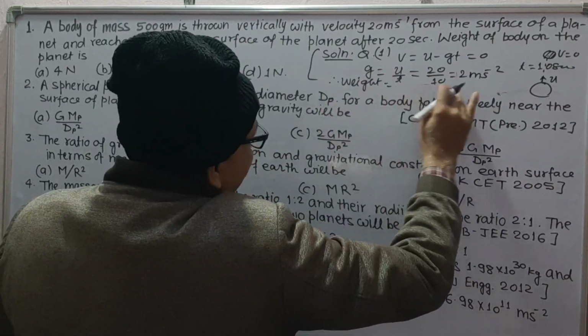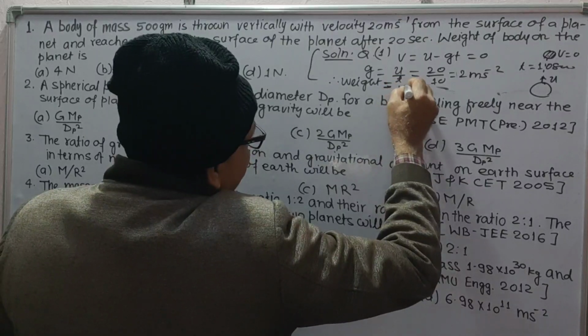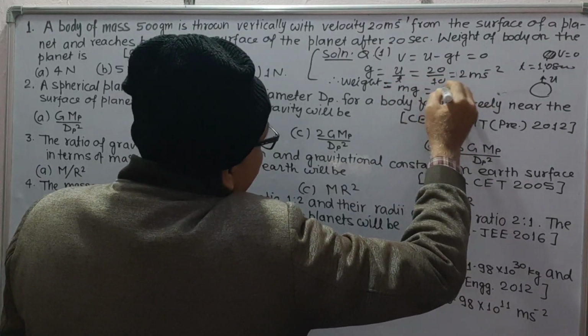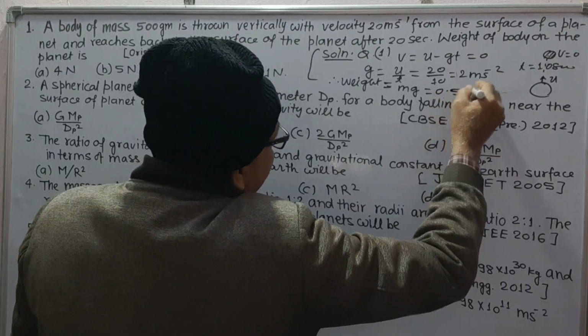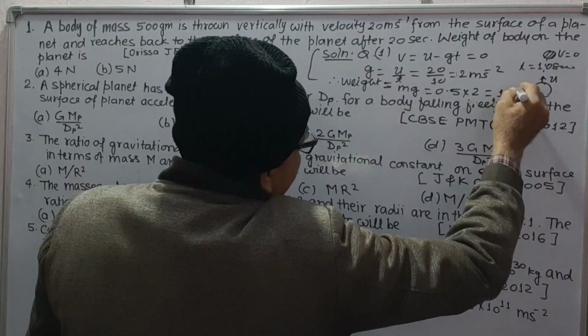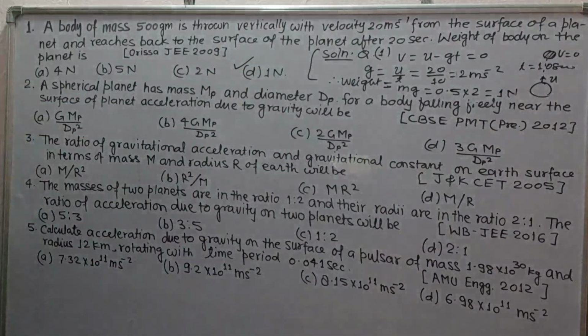Therefore, weight will be equal to m into g. m is 0.5 kg and g is 2. So, the weight comes to be 1 Newton. Correct option will be D.